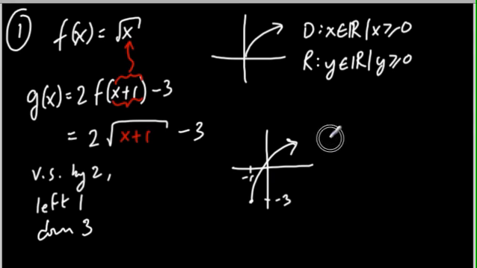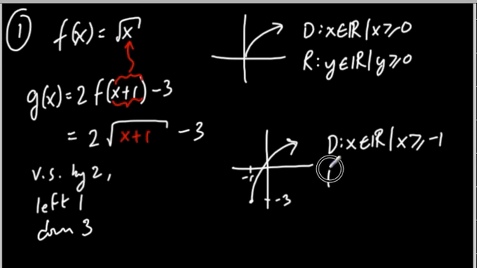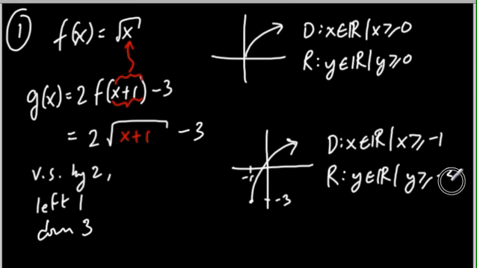It doesn't change the direction because there's no reflection, so it would go something like this. And since that's the direction, the domain is x is an element of reals, x is greater than or equal to negative 1. The range is y is an element of reals, and y is greater than or equal to negative 3. Okay, so that was number 1. Let's move on to number 2.